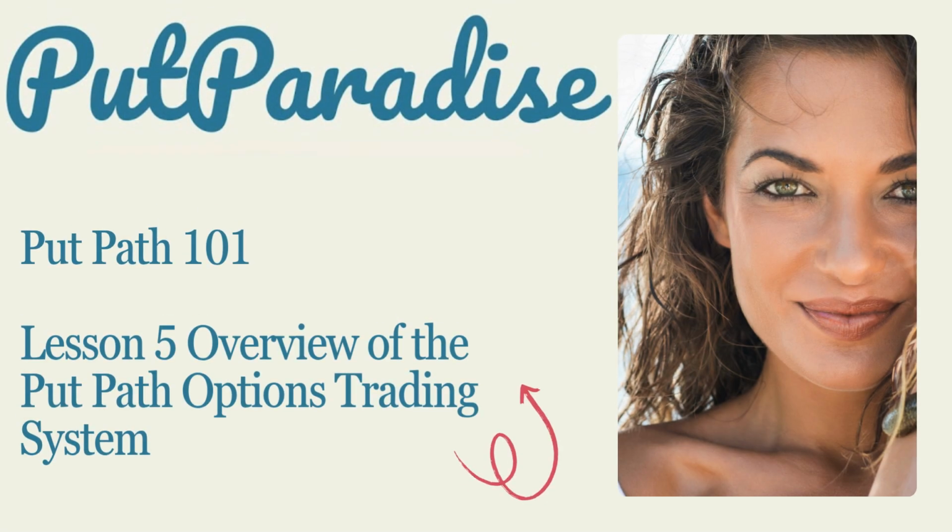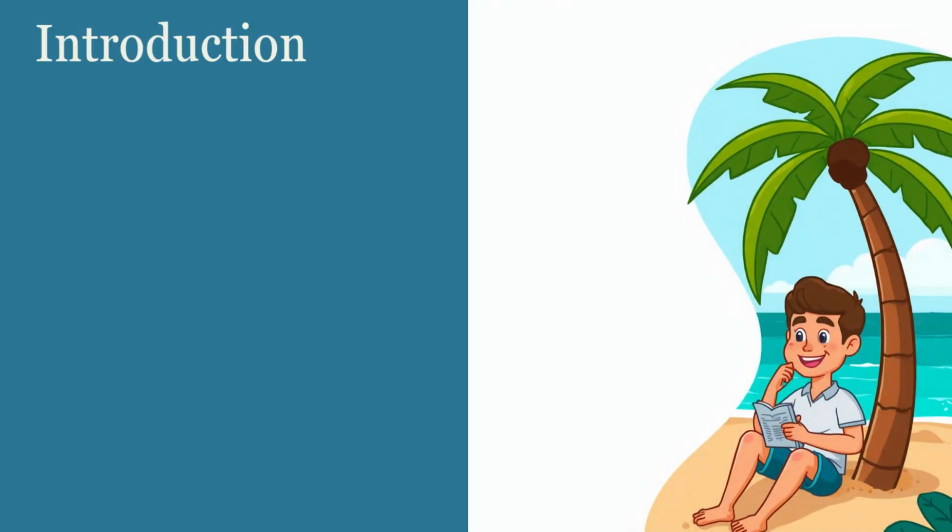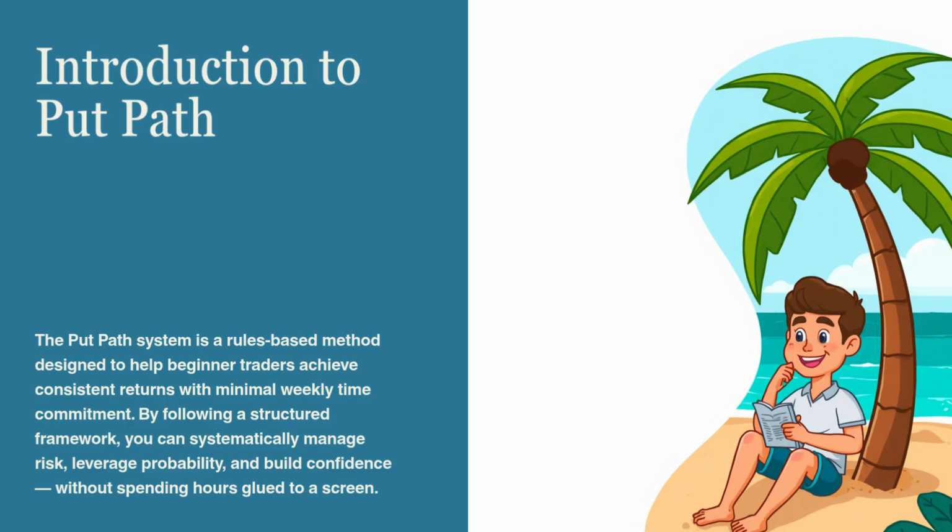Let's get into lesson 5, the overview of the put path options trading system. So far in the course, we've gone over the basics of options. We've gone over risks. We've gone over how to set up a put credit spread. Now we're going to get into the specifics on the put path.